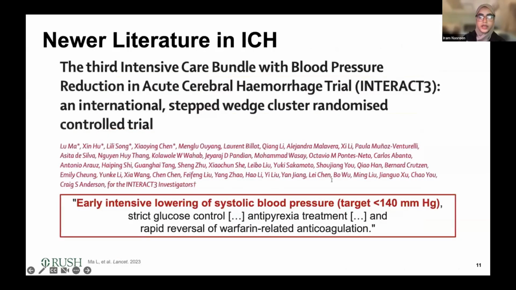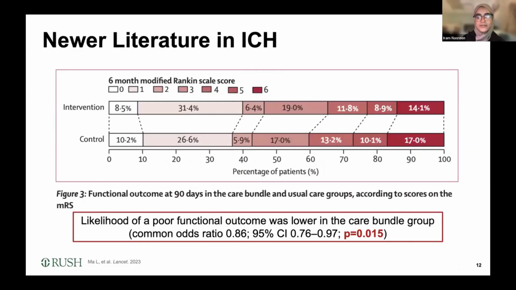So then looking at some newer literature that came out after those guidelines, the INTERACT-3 trial was published in 2023, and this looked at a bundled care approach for ICH patients using early intensive lowering of systolic blood pressure to a target of less than 140, strict glucose control, antipyrexia, and rapid reversal of warfarin-related anticoagulation. So although this is not specific to blood pressure control itself, it is included as part of that bundled care approach. And this trial found that likelihood of a poor functional outcome was lower in the bundled care group with a common odds ratio of 0.86 with a p-value of 0.015, again showing that having early intensive blood pressure reduction would be beneficial in this patient population.